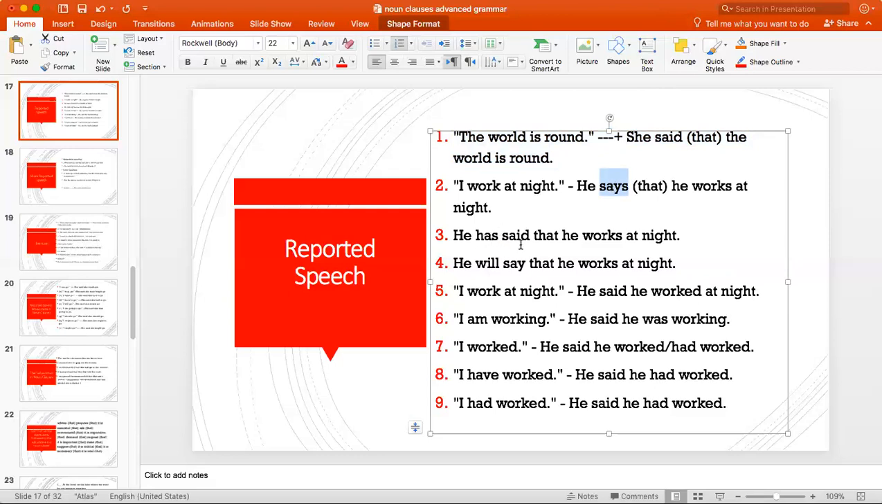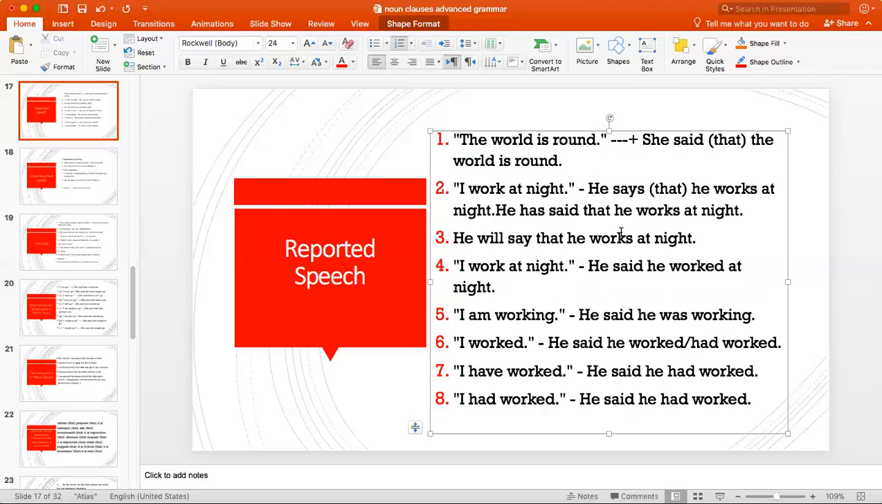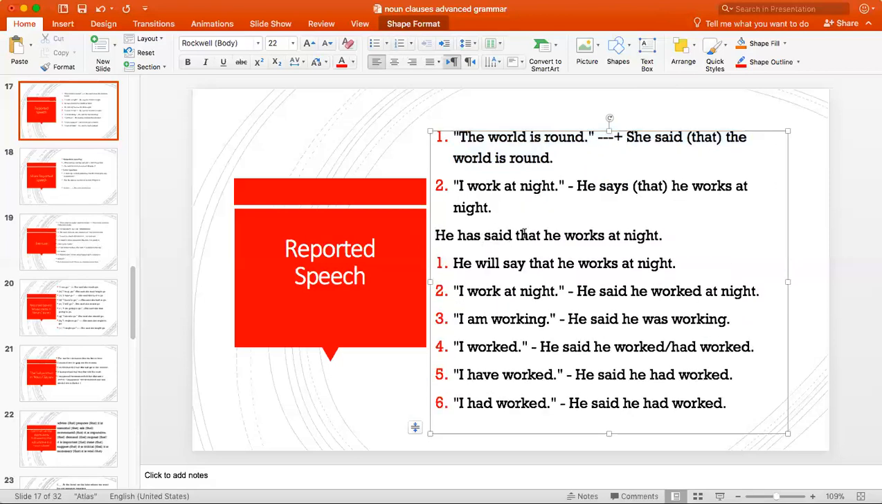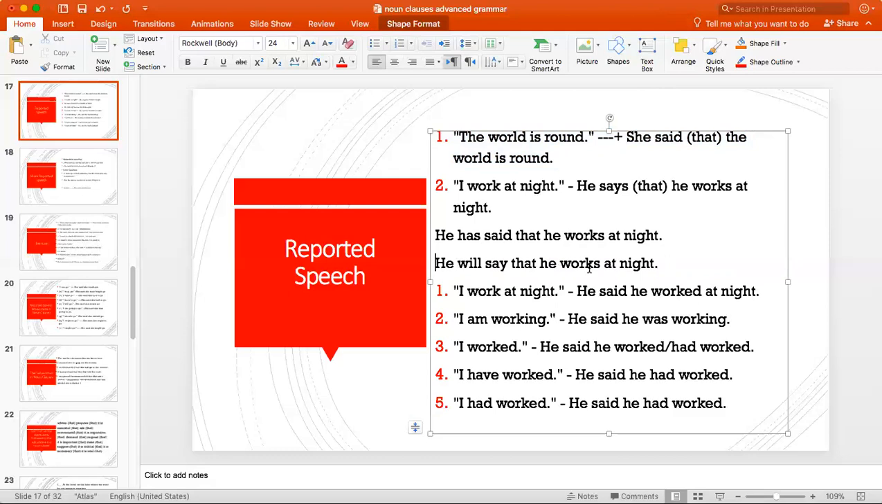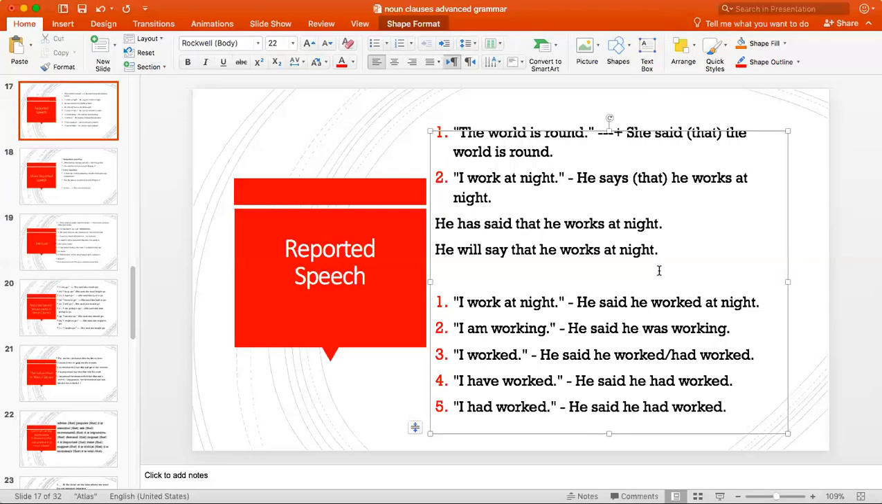He has said that he works, even look at here, if he says, still the same. When we use he has said, it remains the same because has said is still present. Even when we use the future tense, he will say, it will remain the same. Now this is number one. So we don't change the tense in the reported speech if we use present simple, present perfect, or future. We don't change the tense in the reported speech if we are reporting facts, like the world is round.